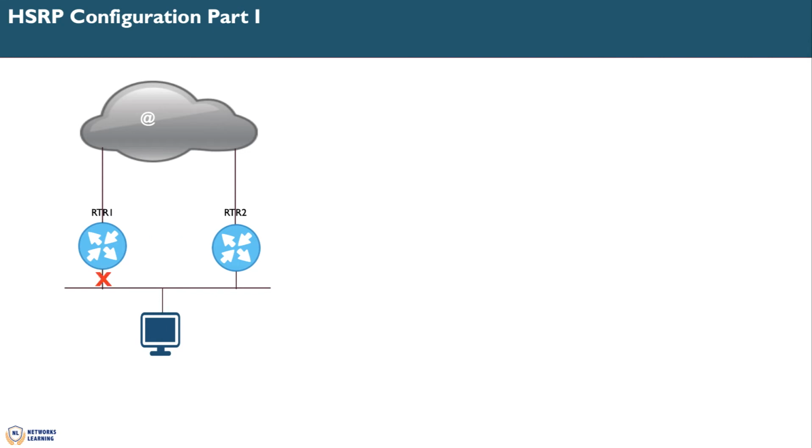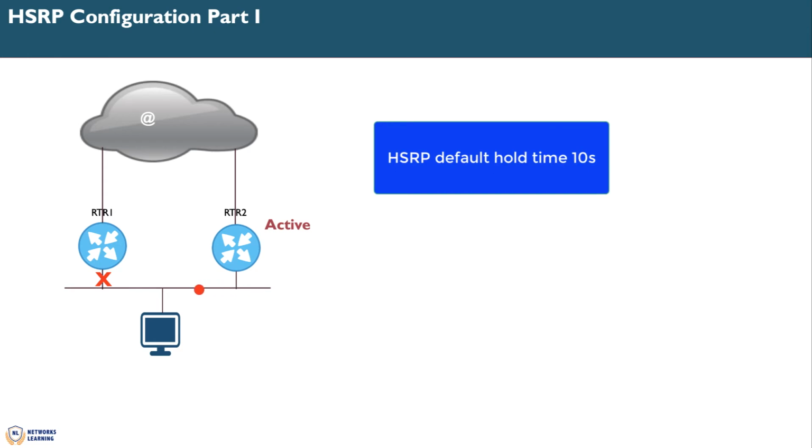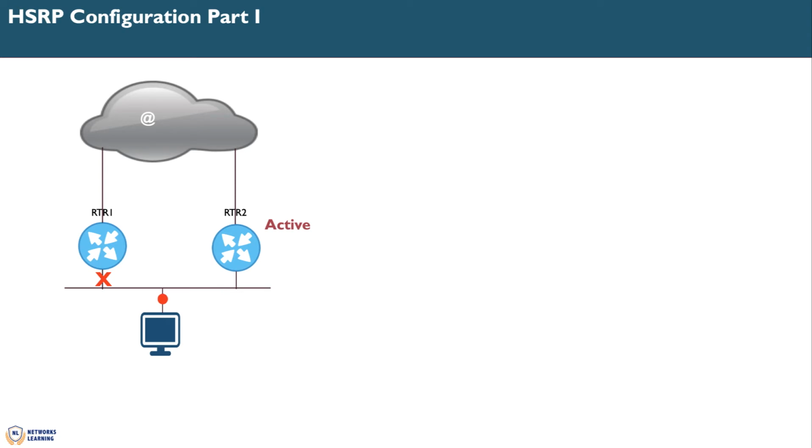If there is a failure, as we spoke earlier, either in the uplink or the router itself, then router 2 will assume the role of active. It will no longer be a standby router. There are hello protocols between the two HSRP routers. The default hold time is 10 seconds. So if router 2, which was a standby router, does not hear from router 1 within 10 seconds, it will assume router 1 is down, and it will become the active router and start forwarding traffic.